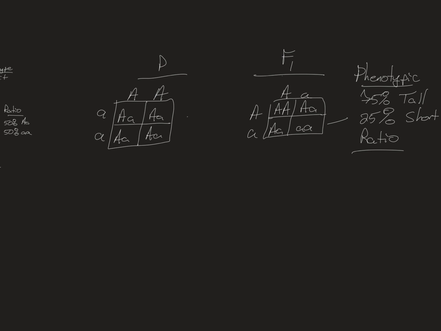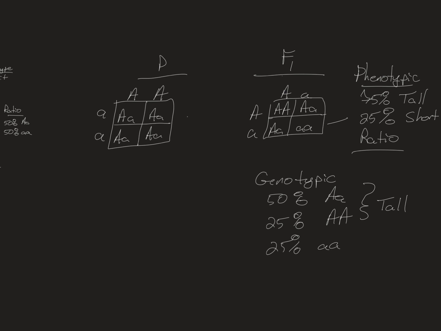Now, genotypic is 50% big A, little a. Again, Mendel didn't do genotypic because he didn't know genes existed. Okay? All right, so big A, little a, 25% big A big A, and 25% little a little a. But remember, these are all tall. That's where you get 75%. And this is the only way to get short. So they have a more likely chance of being tall than short.